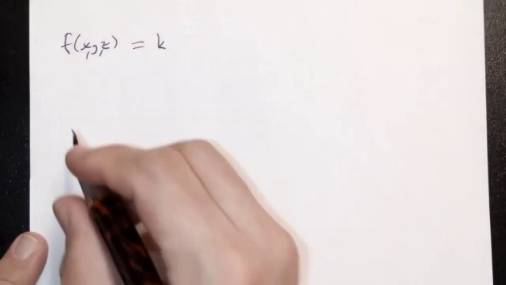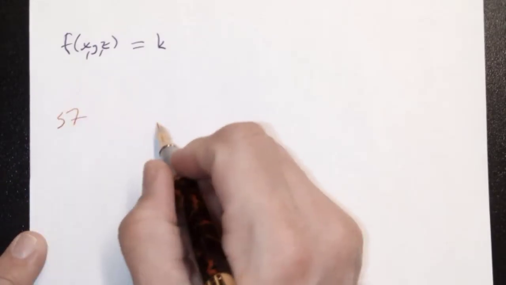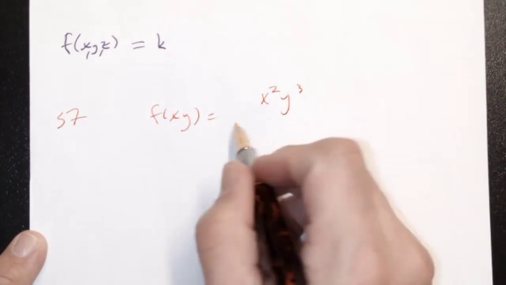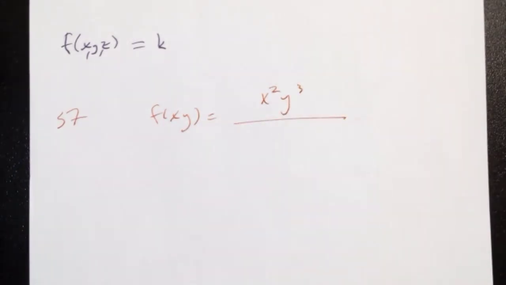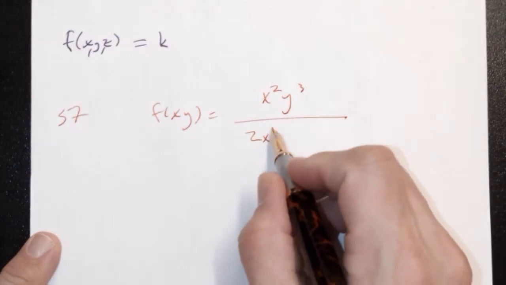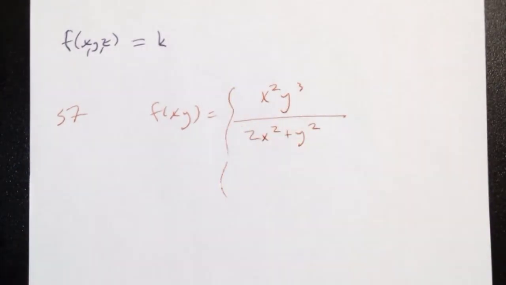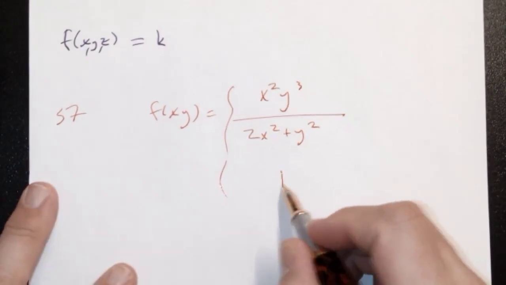So 37. The problem is x squared y cubed over 2x squared plus y squared, and then it's 1 at 0.